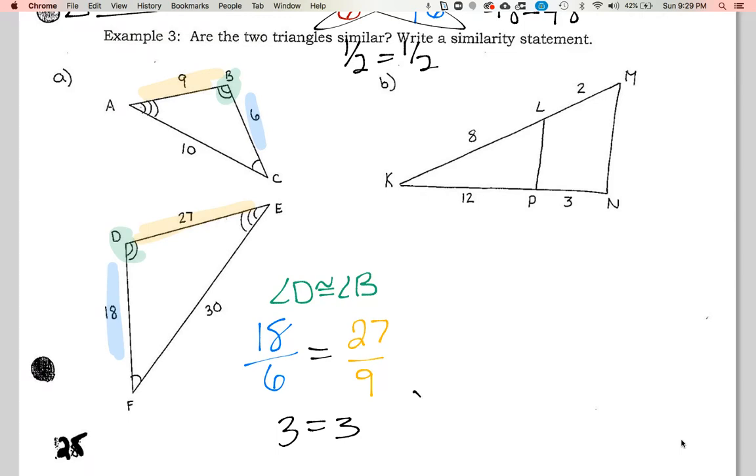So we could say check, side angle side similarity tells us that triangle ABC is similar to triangle. Now A is at the end of yellow. So it goes with E, and it has the 3 arcs. So E, D, F.